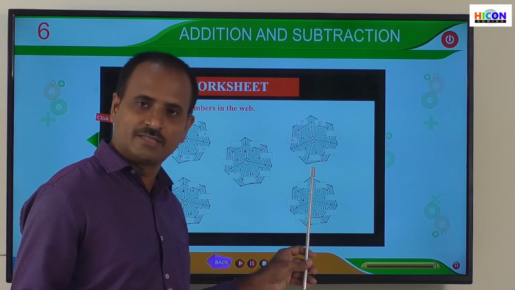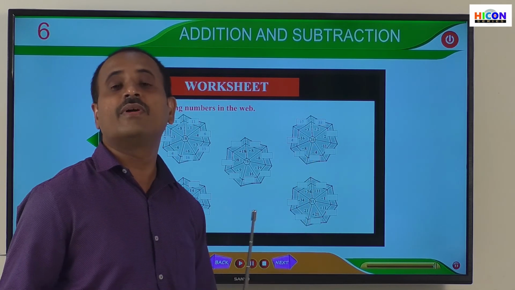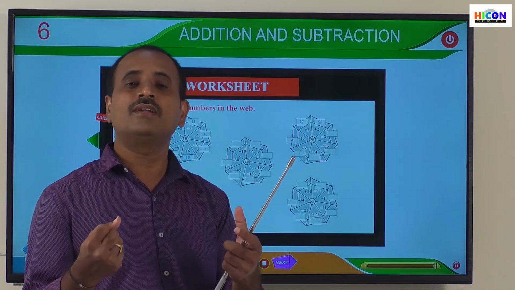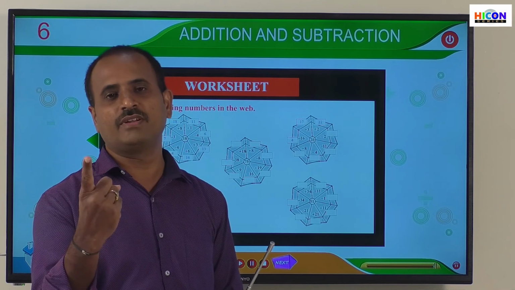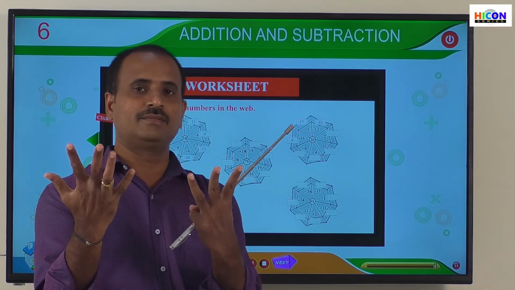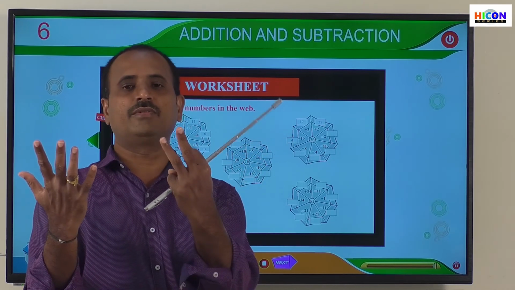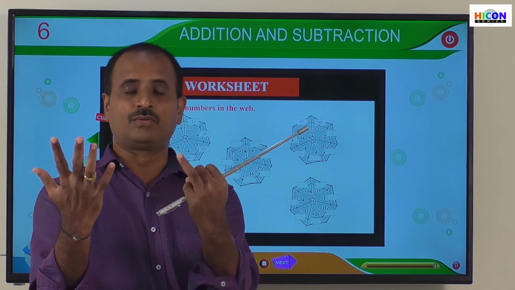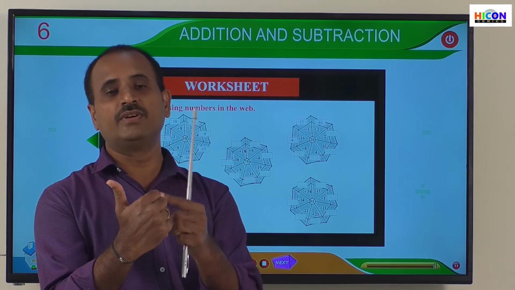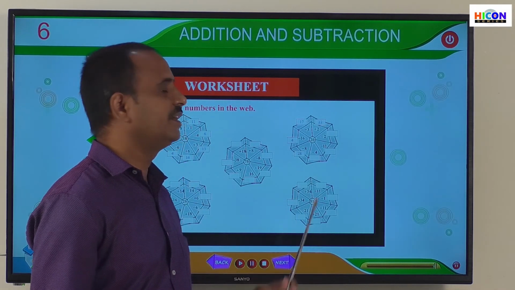Plus. Plus means addition. So you have to add 8 to 20. How can you add 8 to 20? So open 8 fingers and count after 20. Open 8 fingers. 1, 2, 3, 4, 5, 6, 7, 8. And start counting after 20. After 20, 21, 22, 23, 24, 25, 26, 27, 28. So answer is 28, write it in this box.